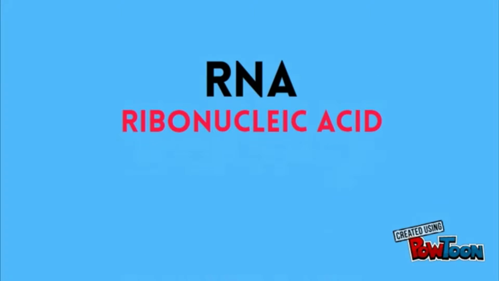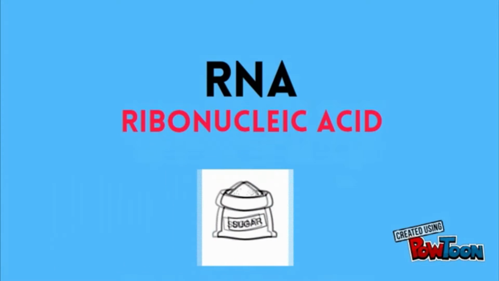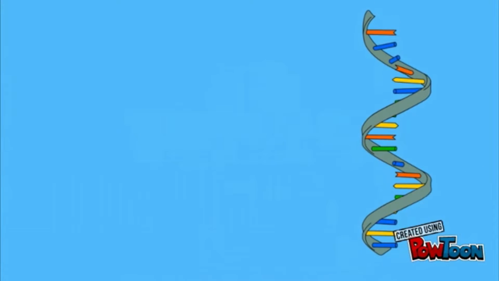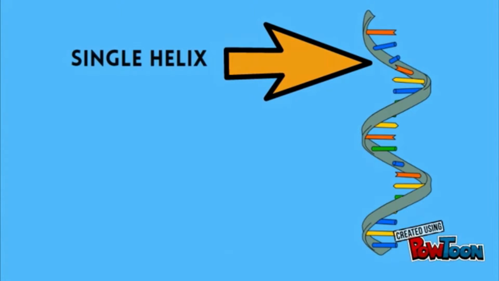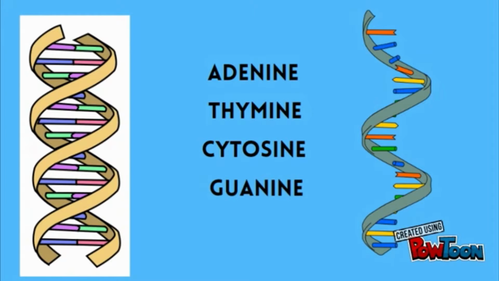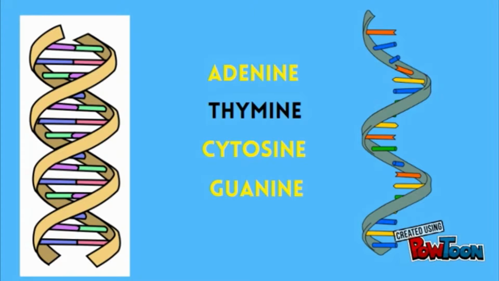Next is RNA, which stands for ribonucleic acid, and similar to DNA, it is a type of nucleic acid and is also made of sugar, only this time the sugar is called ribose. Unlike DNA, however, RNA is a single helix, which is important for protein synthesis, and the rungs are slightly different. Whereas DNA has adenine, thymine, cytosine, and guanine, RNA has adenine, cytosine, and guanine. However, it does not contain thymine, but instead uracil.